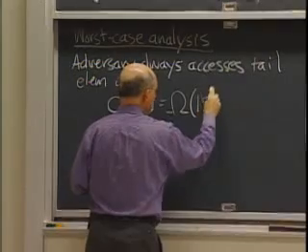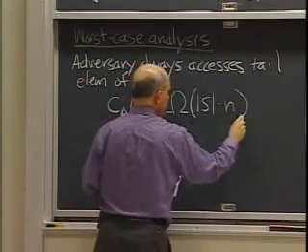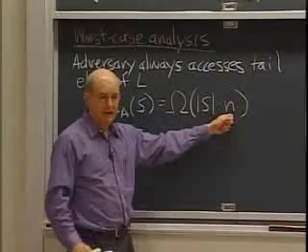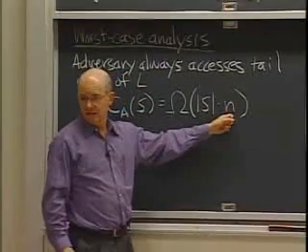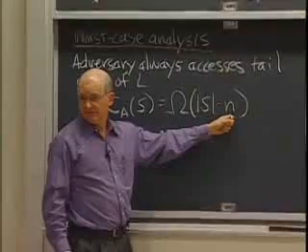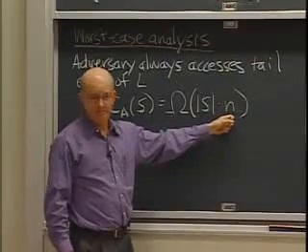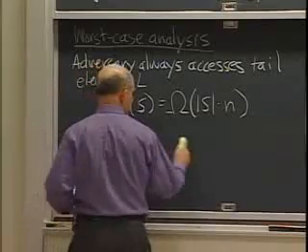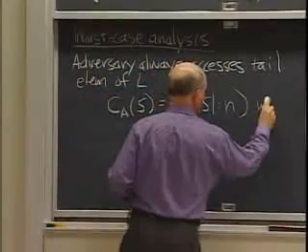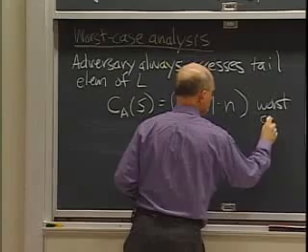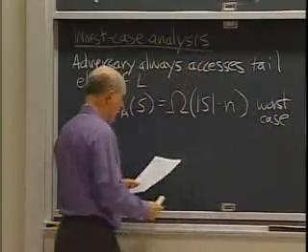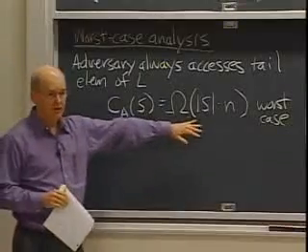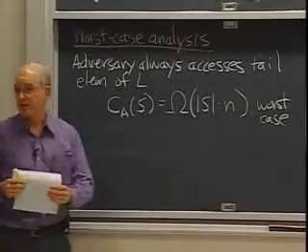So the cost of any algorithm then is going to be omega of size of S times n. Because you're always going to pay a cost of n for every element in the sequence. So not terribly good in the worst case.